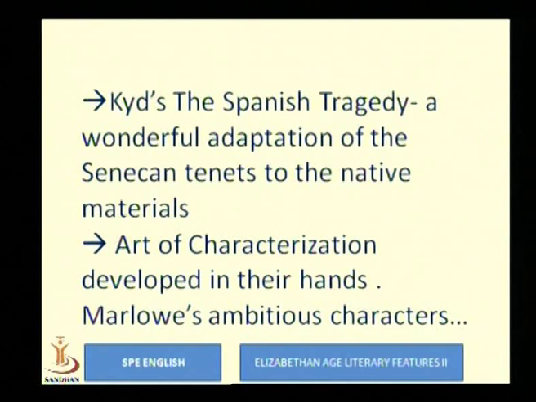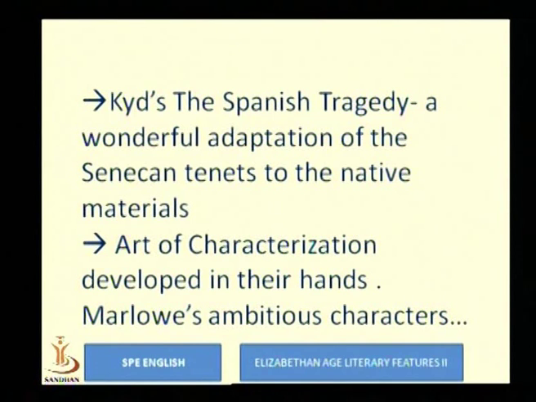Let us have a quick look at some of the writers and the kind of writing which influenced them. Kidd's Spanish Tragedy shows a Senecan influence, which is also a literary feature of the Elizabethan age. The Senecan tragedies were remodeled and used by Kidd in The Spanish Tragedy. He tried to adapt the Senecan tenets to native materials, reworking the old model to cater to the needs of the people of England, because the material used for the plays was native, so that the people could relate to the work very easily.